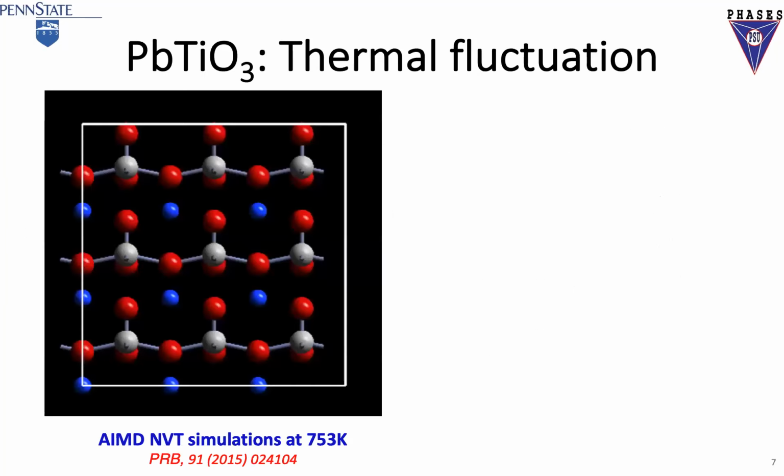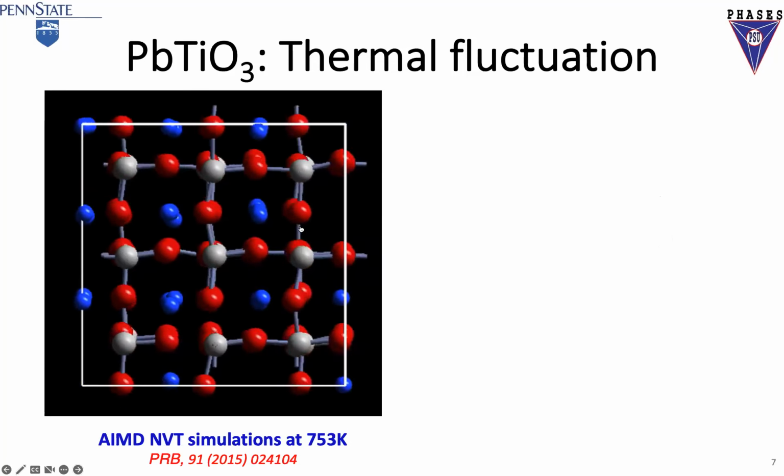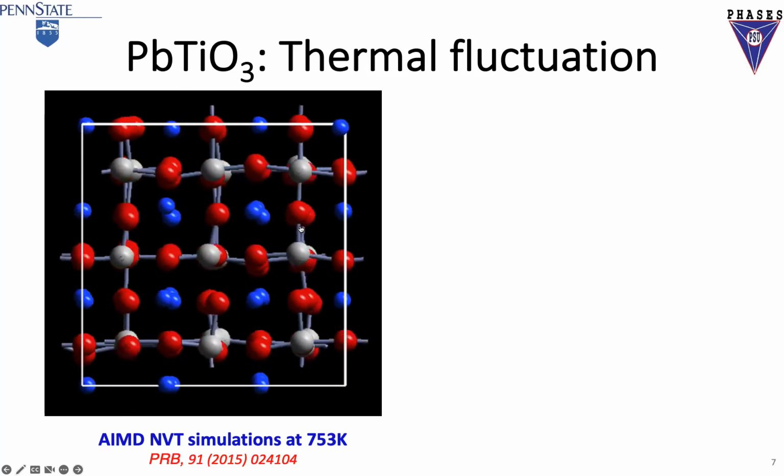That inspired us to do some AIMD simulations. AIMD is ab initio molecular dynamics, there's no fit in there. So you can see that. You fix this system at 753 Kelvin and cubic. The box is cubic. Okay, then you look at each atom.